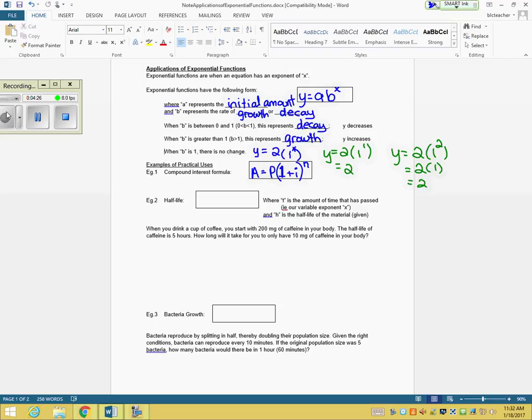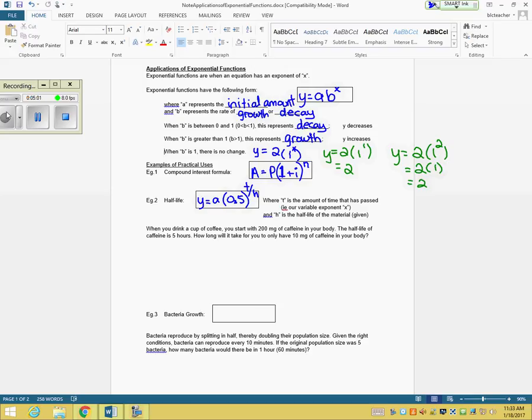Half-life, you're going to have a formula of y equals a, whatever that starting amount of something is. You have to have 0.5 for the b value if it's half-life, because it's going to cut in half. 0.5 represents 50% or half. And we have this interesting little exponent here of t divided by h. T represents the amount of time that passes by, and h is the half-life of the material. In other words, it halves every how often.